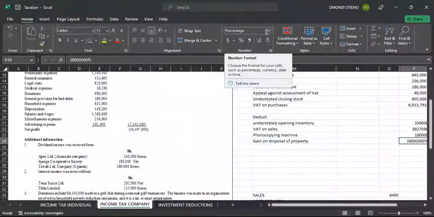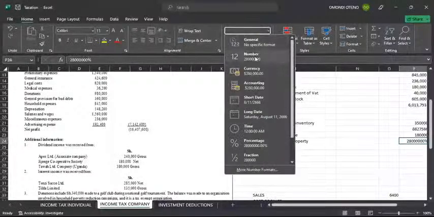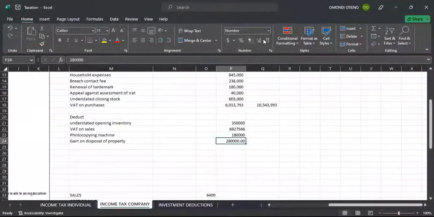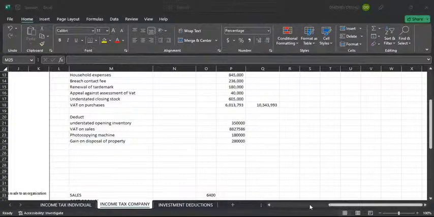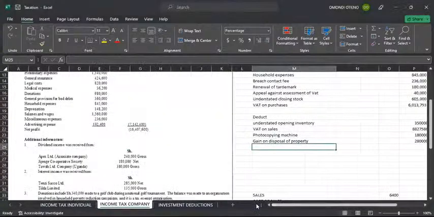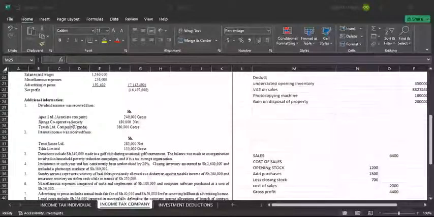Any other item that is remaining there, which we need to deduct? Within the data given, any other item that is remaining? Let's check the additional information given to us up here.